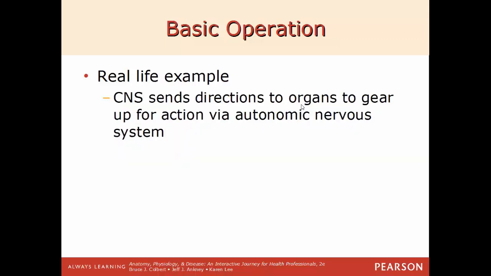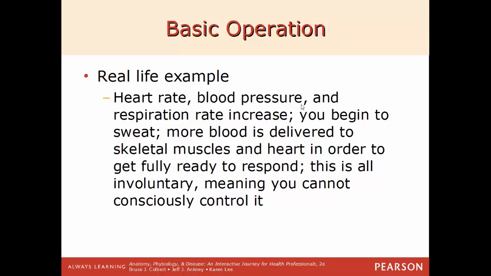So the central nervous system will send directions to organs to gear up for an emergency response via the autonomic nervous system. So in this situation, your heart rate will increase, blood pressure will increase, respiration rate will increase, you begin to sweat, the pupils will dilate, more blood is delivered to the skeletal muscles and to the heart in order to respond, so you can either stay in fight or turn around and flee. This is where the fight or flight phrase comes into play here.